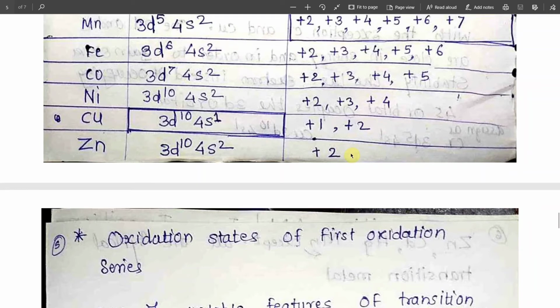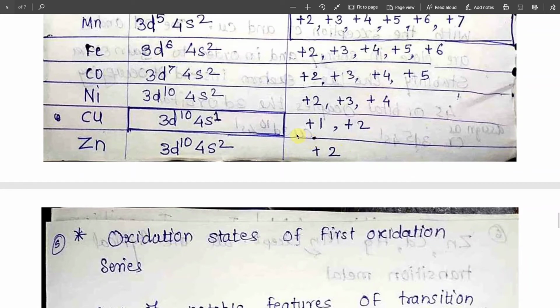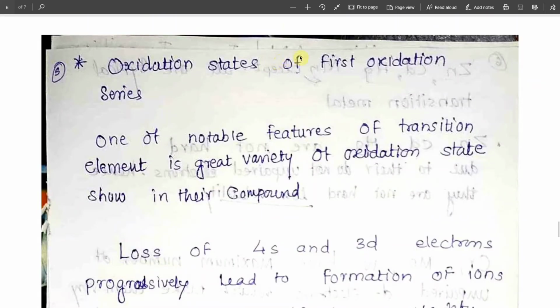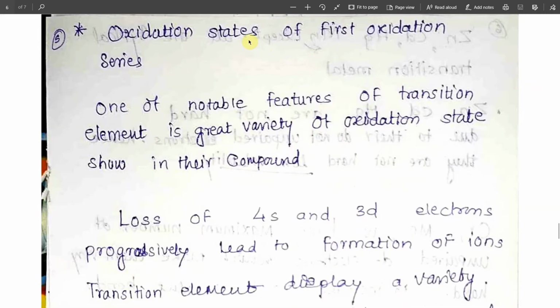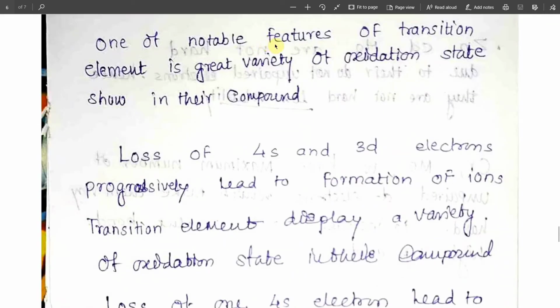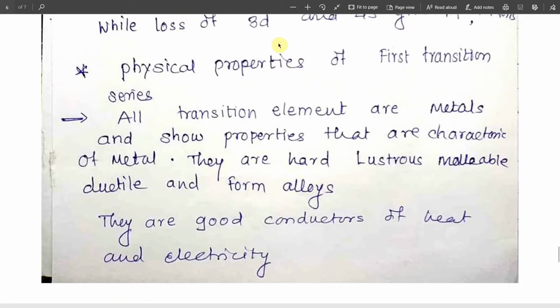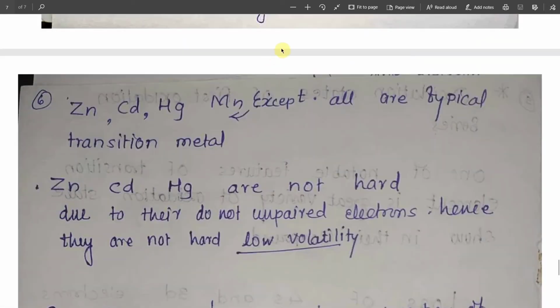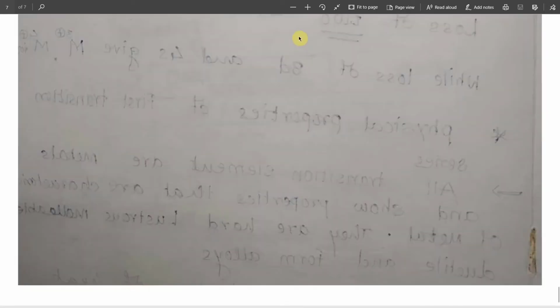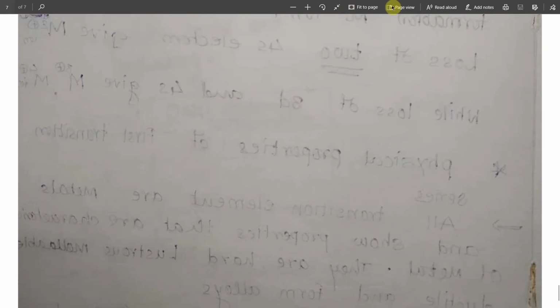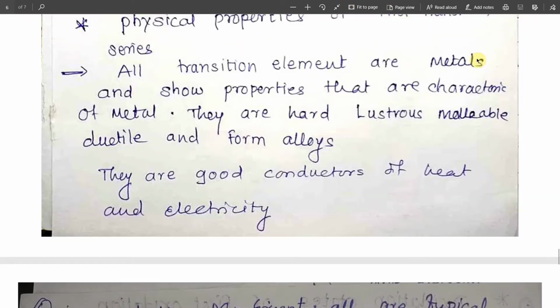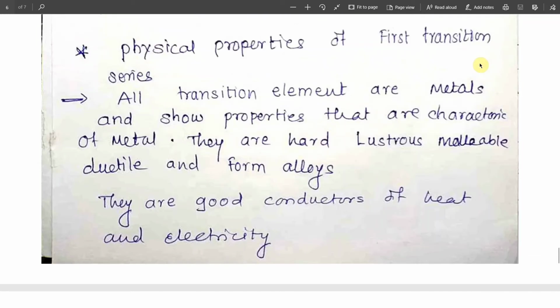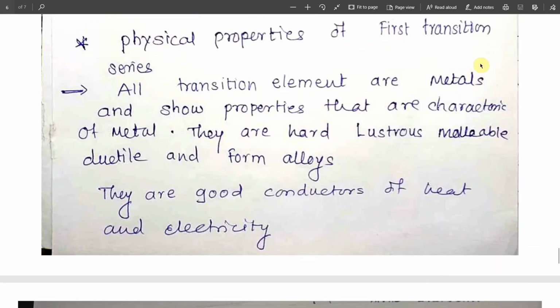And zinc, we have to observe this. Zinc is also a case. It does not have variable oxidation states, only the +2 oxidation state. Because its outermost orbitals are completely filled, there are paired electrons. So the oxidation state of the last member of the series.